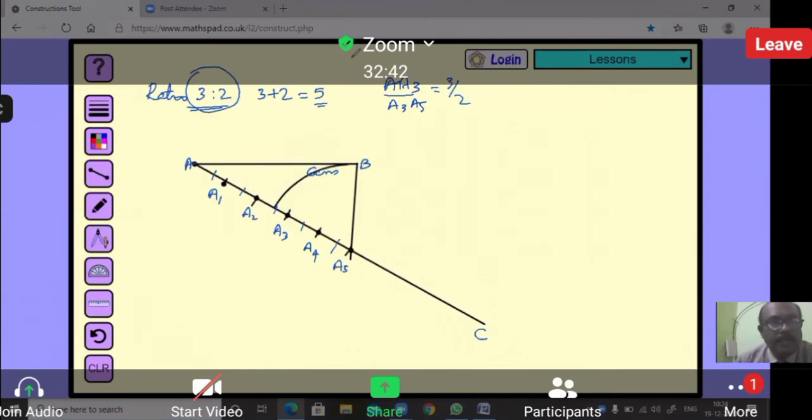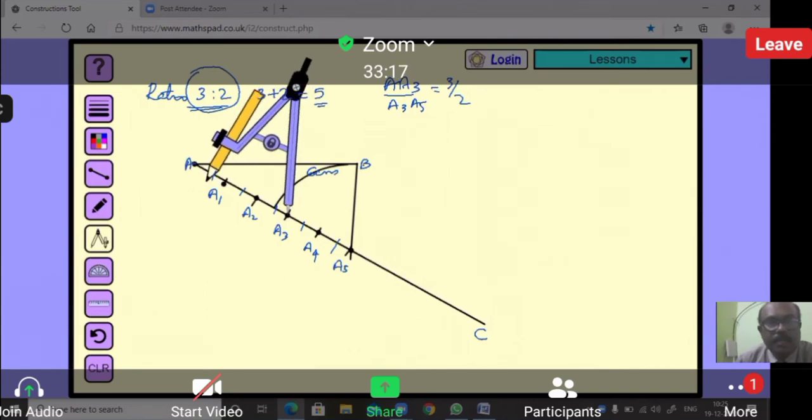Now with the same radius you need to draw an arc from the point A3. Look at the point where I have kept the compass. I have kept the compass at A3 because through A3 I am going to draw another line segment. Now from A3, see the radius is the same. I have not changed the radius. If you change the radius, everything will be upside down. So you don't change the radius.